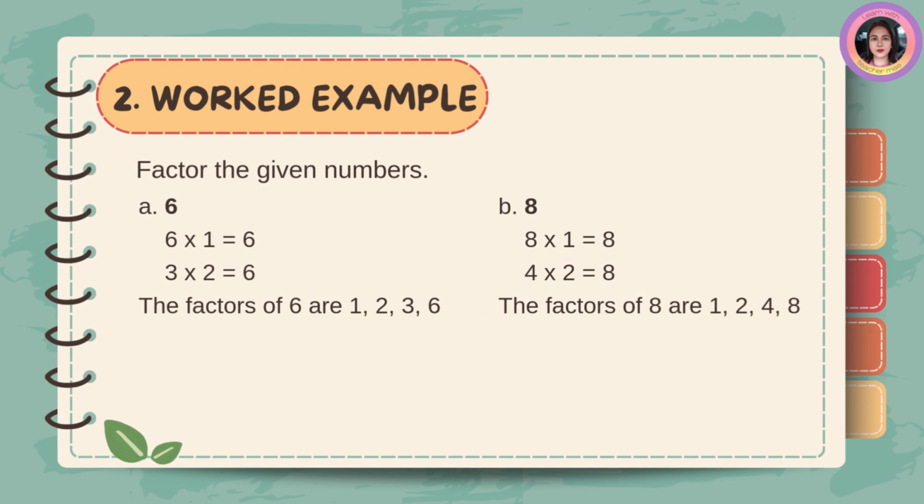Factor the given numbers. Letter A, 6. 6 times 1 is equal to 6. 3 times 2 is equal to 6. The factors of 6 are 1, 2, 3, and 6. Letter B, 8. 8 times 1 is equal to 8. 4 times 2 is equal to 8. The factors of 8 are 1, 2, 4, and 8.